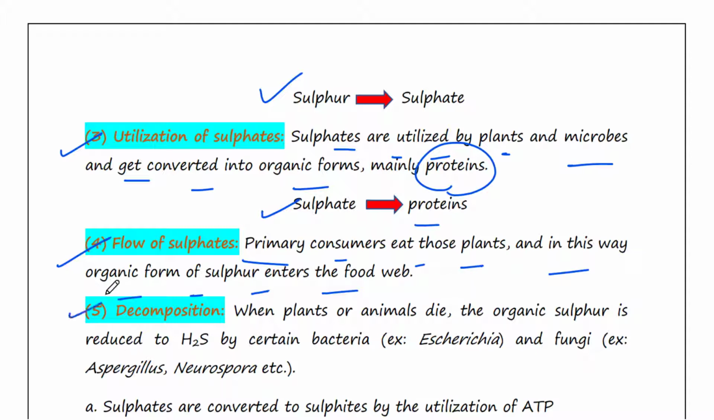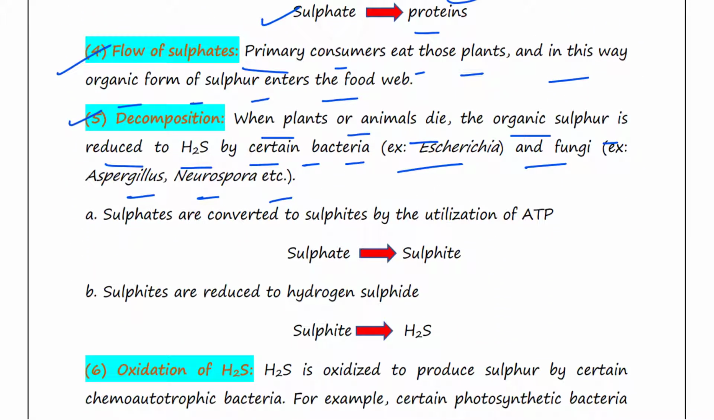Next is decomposition. Okay, so when plants or animals die, the organic sulfur that is present in their body in the form of protein is reduced to H2S or hydrogen sulfide by certain bacteria such as E. coli and fungi like Aspergillus, Neurospora, etc. And this occurs in two steps. The first step is that the sulfates are converted to sulfides by the utilization of ATP. The next step, sulfides are reduced to hydrogen sulfide, H2S.